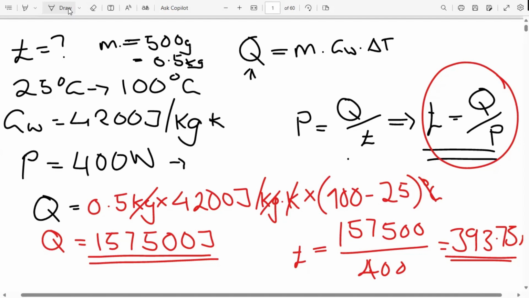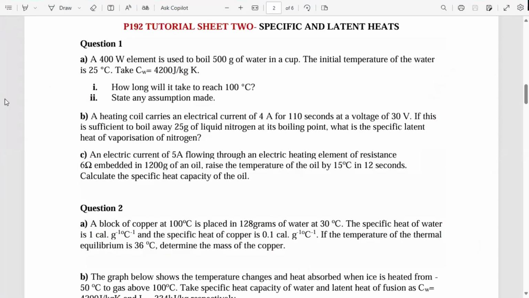So that was question 1, part A. We can move on to the next question, which is part B. Part B says: a coil carries an electrical current of 4 amps for 110 seconds at a voltage of 30 volts. If this is sufficient to boil away 25 grams of liquid nitrogen at its boiling point, what is the specific latent heat of vaporization of nitrogen?